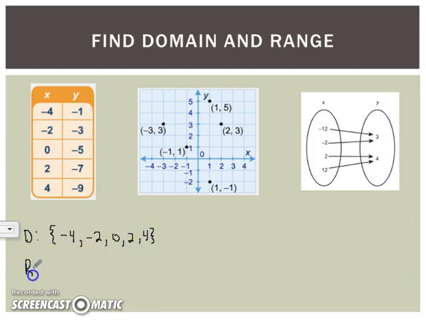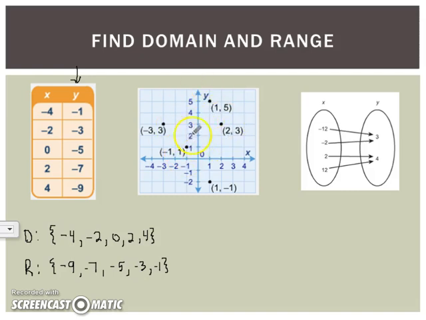And then for our range values, we're listing everything in our y column. So for our range values, if we list them in numerical order, you'd have a -9, -7, -5, -3, and -1. So again, we're just listing out the x values for domain, y values for range.